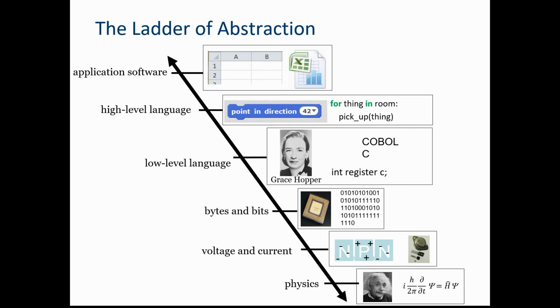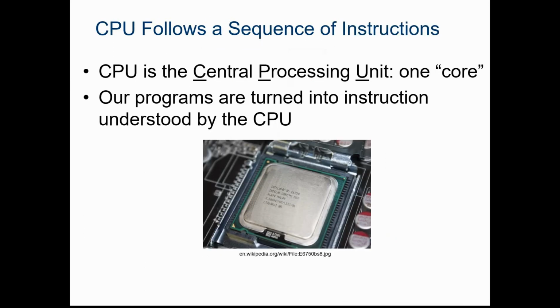Just to keep that in mind, the ladder of abstraction is removing complexity and details, making our lives a little easier. Okay, so here the CPU is the central processing unit. Our programs are turned into instructions understood by the CPU.